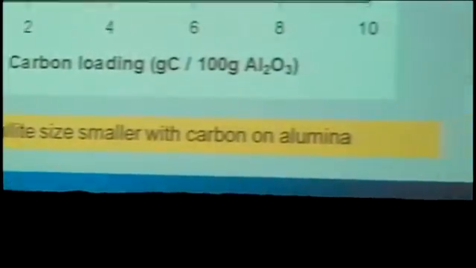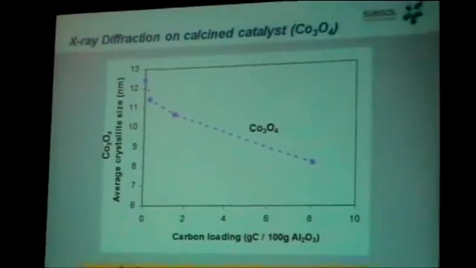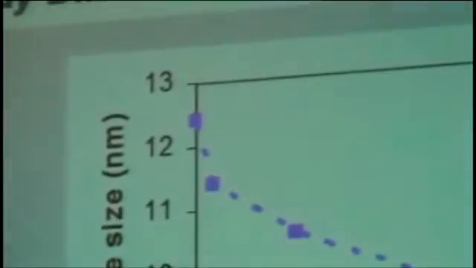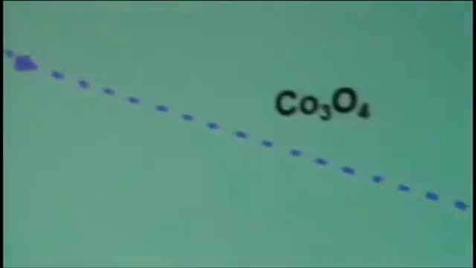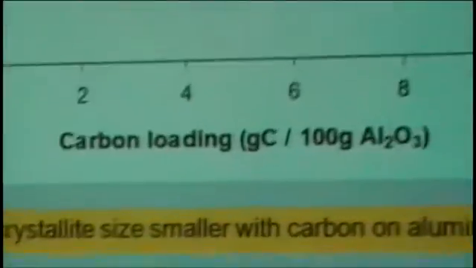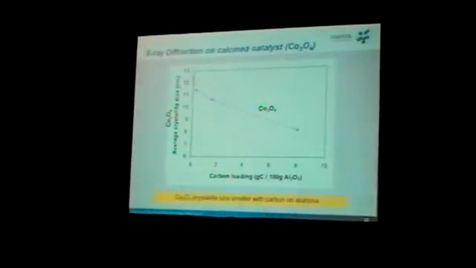What is the effect of the carbon on the catalyst? Here we can see the XRD work that we have done on the calcined catalyst, and you can clearly see that when you start with a catalyst that doesn't have carbon, you've got about 12 nanometer cobalt oxide particles, and the size of those particles reduced to about 8 nanometers in the presence of this carbon layer. So the carbon layer has a positive effect on the crystallite size.